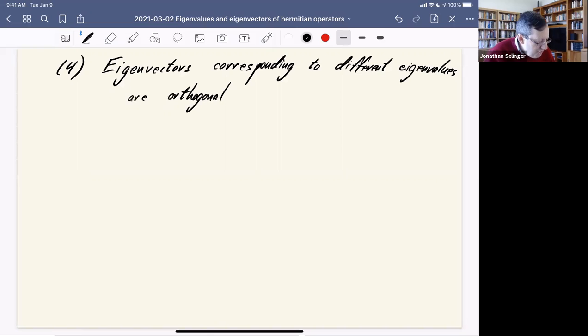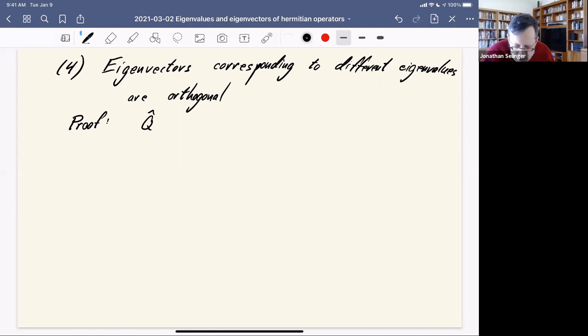Yes, so this is also true. And I can give you a little mini proof of that one also. Okay, so the proof is like this. Suppose we have a couple of different eigenvalues and different eigenvectors of an operator.